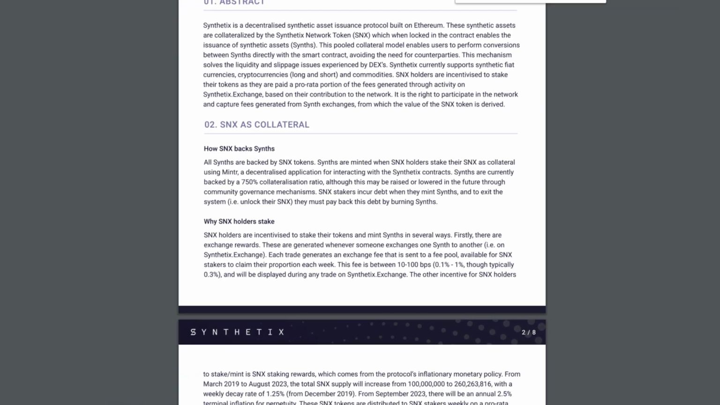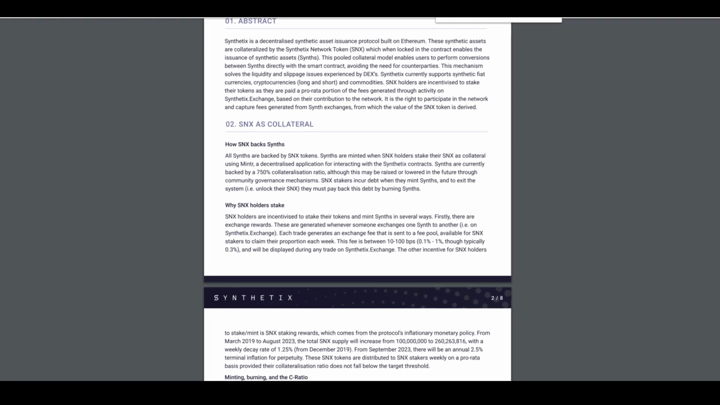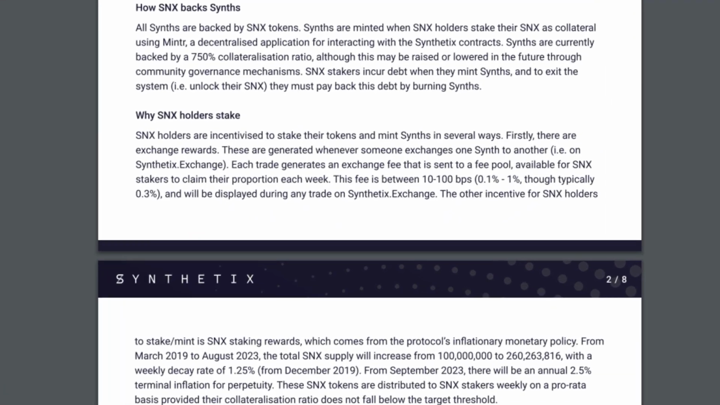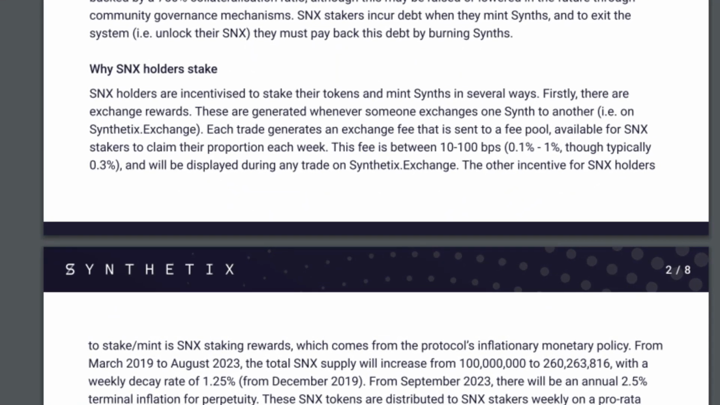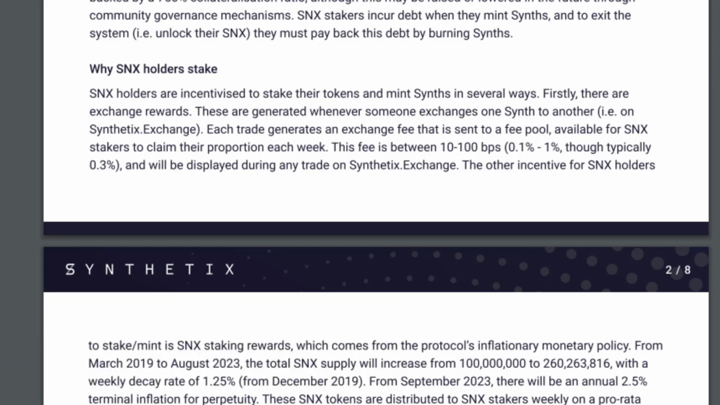Secondly, they incentivize token holders to actually hold the token. They did this by giving them all the fees generated by the platform. So when you go trade on the platform, the fee that you get paid gets distributed to all these SYNTHETIX token holders. And that fee is typically around 0.3%. And so by holding the token and participating in putting up the collateral, you're rewarded on a weekly basis with these fees that they generate.